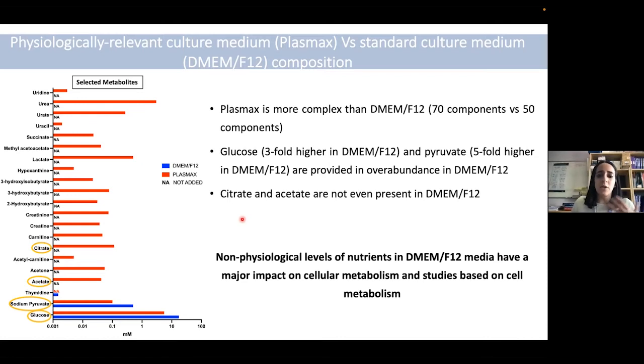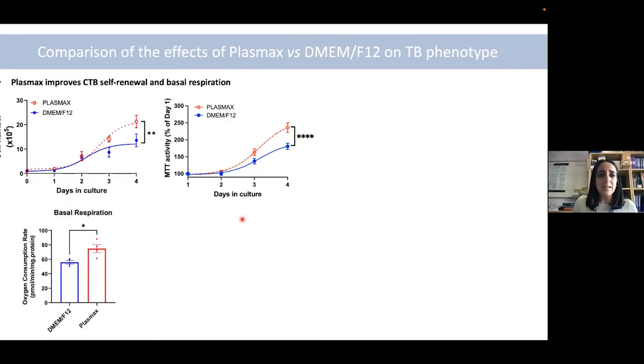So these non-physiological levels of nutrients in the DMEM can have an effect on cellular metabolism and on studies based on cell metabolism. So I started to test these two media and compared the effect on hTSC cells. And as we can see here, when cells are cultured in Plasmax, cell proliferation increases and cell viability also increases, which has been measured with the MTS assay, and we have a better basal respiration. Then I wanted to check what happens to histone acetylation and trophoblast stemness.